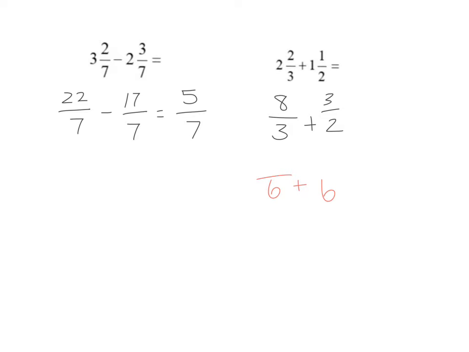3 times 2 gave me 6, so I need to do 8 times 2, which gives me 16. 2 times 3 gave me 6, so 3 times 3 is 9. I add them together and I get 25 over 6. And you know what? That's my answer. I don't have to worry about writing it as an improper fraction or a mixed number. Just write it as an improper fraction.